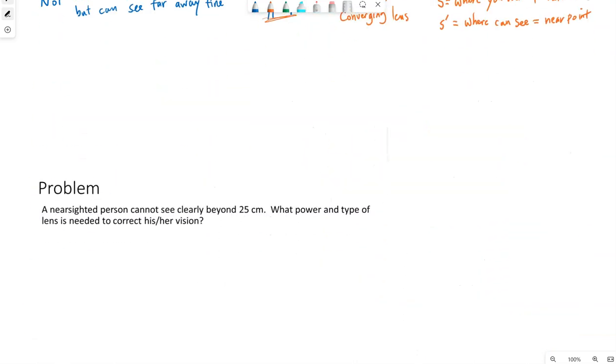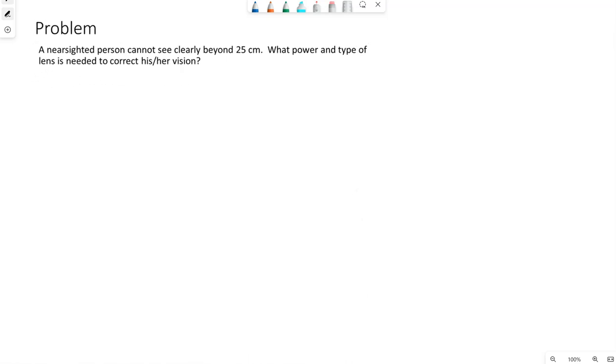Let's look at an example problem. A nearsighted person cannot see clearly beyond 25 centimeters. What power and type of lens is needed to correct his or her vision? Okay, if I cannot see clearly beyond 25 centimeters, that means my far point is 25 centimeters, which is not very far, so this vision isn't all that great, but that's okay. We love glasses, contacts, that sort of thing.